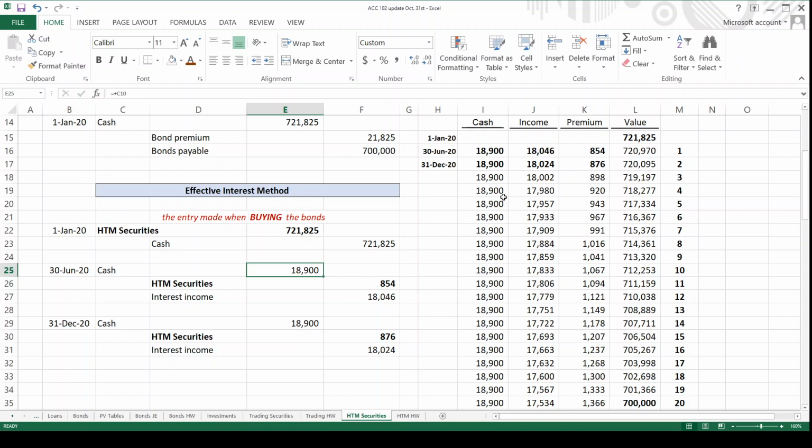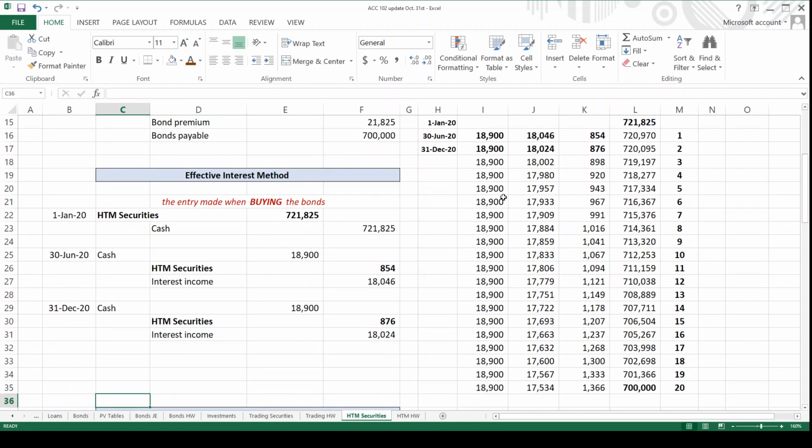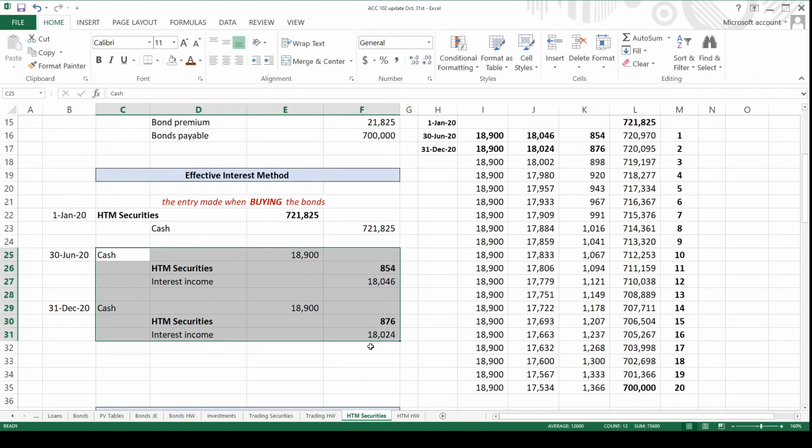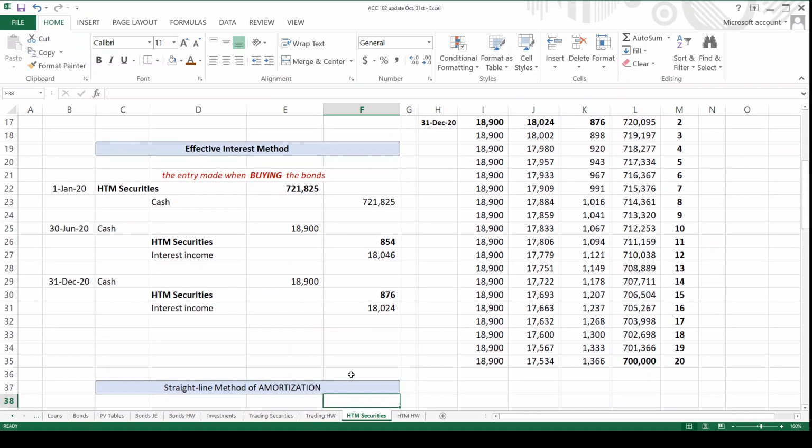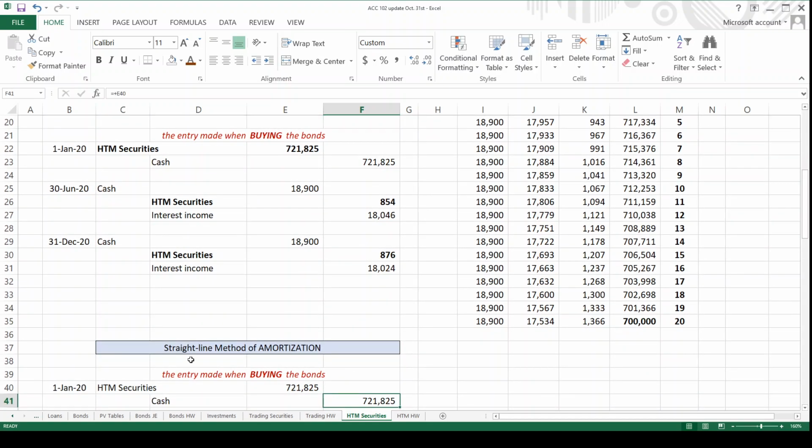And number two, this is not going to be interest expense, yeah? It's going to be interest income. And we're going to be getting cash as opposed to paying cash. And there you have it. Same numbers we used for the bonds payable. And there's another method, of course, the straight line method of amortization.